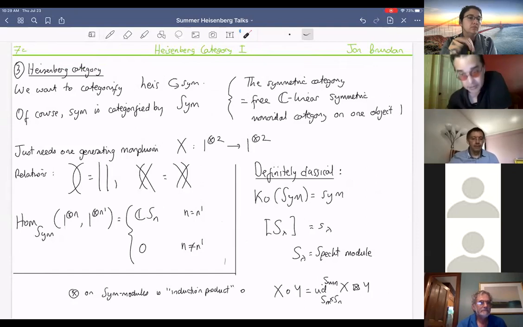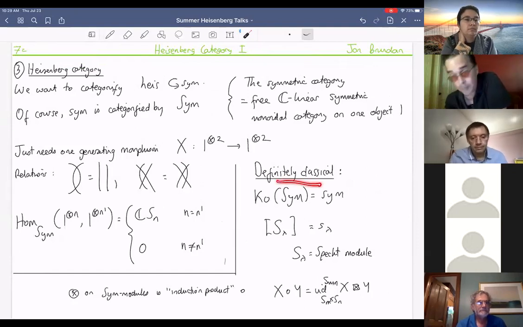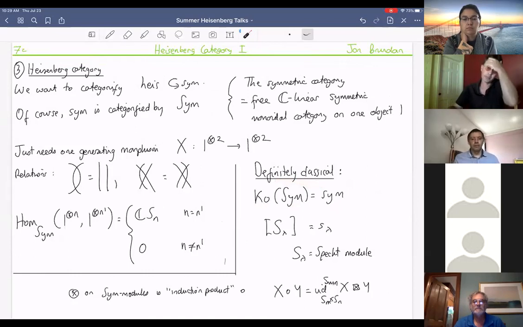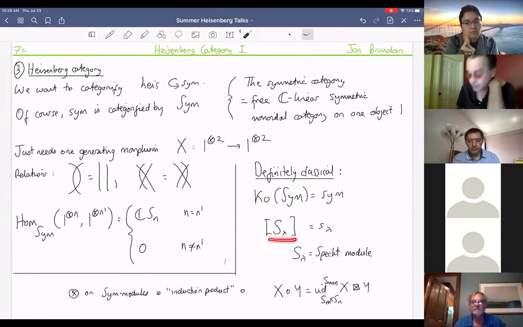So then I think the most classical fact in representation theory is that the Grothendieck ring of this monoidal category of the symmetric category is the algebra of symmetric functions. Okay, and I guess that's probably Frobenius' theorem. The isomorphism takes the isomorphism class of the Specht module, capital S lambda, labeled by partition lambda, to the Schur function, little s lambda.